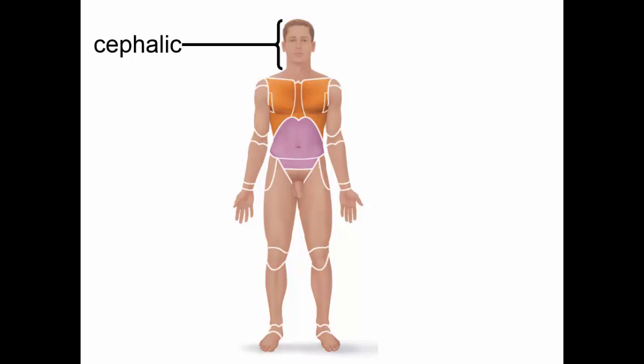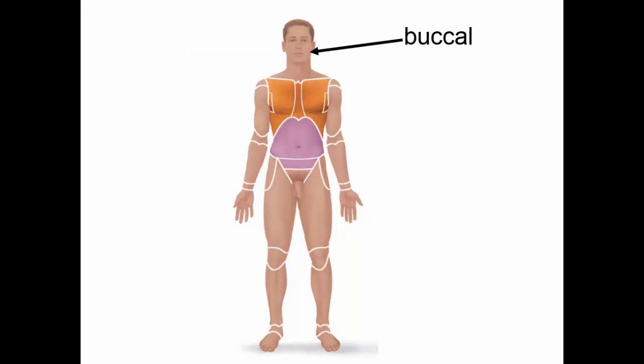Cephalic has anything to do with the head. Buccal has to do with the cheek. Acromial is that point on your shoulder. That's the acromion process. Axillary is your armpit. Thoracic is your chest cavity. And right down the center of your chest cavity in the front is the sternal region. The bone underneath here is known as the sternum.